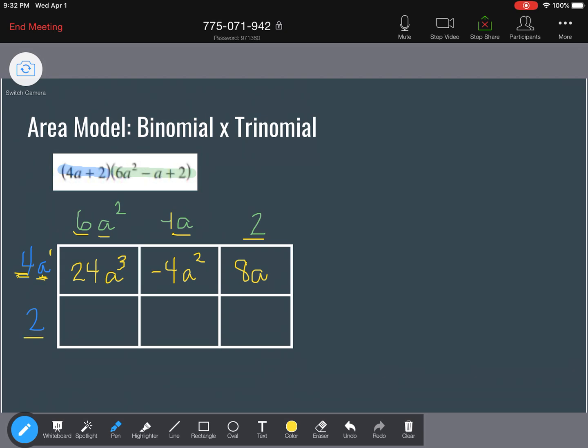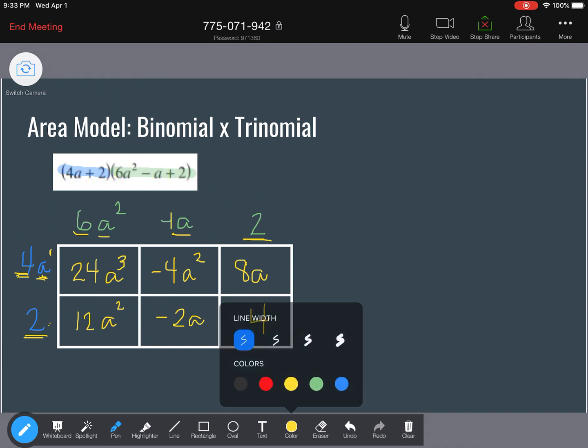Now I have just the constant 2. We're going to multiply that by each term. So 2 times 6 is 12, and then we copy down the a squared. There's no variable over here that we need to multiply by. A 2 times a negative 1 is a negative 2, and keep that a along with it. And last but not least, we have a 2 times the 2, which is 4.